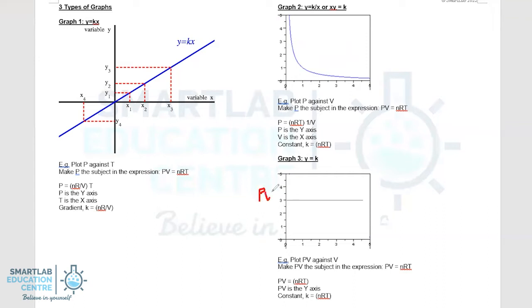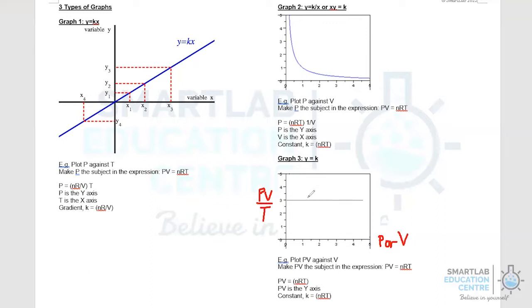The final graph that we look at is a horizontal line. This will be possible when you plot PV over T against P or V. Because PV over T is actually equal to nR. So nR is in actual fact a constant value. And certainly if your n were to increase, then the graph will be moving upwards.